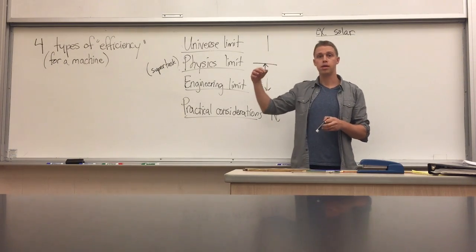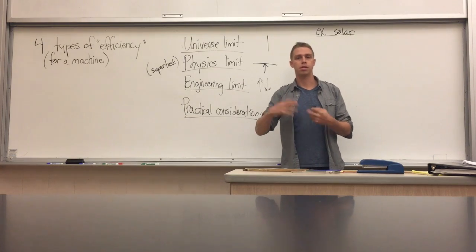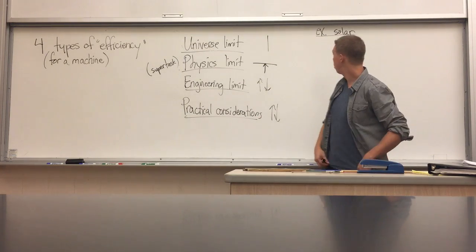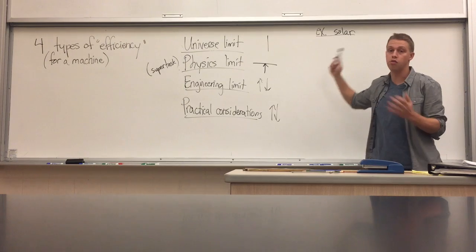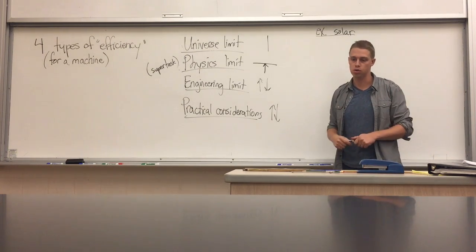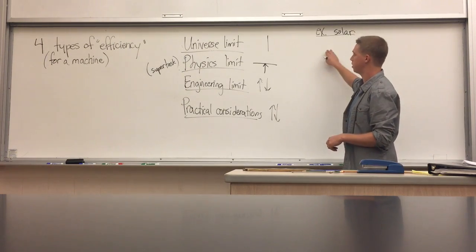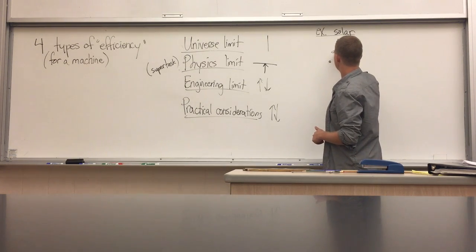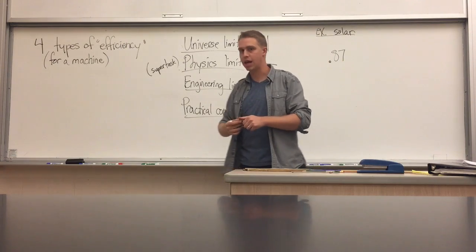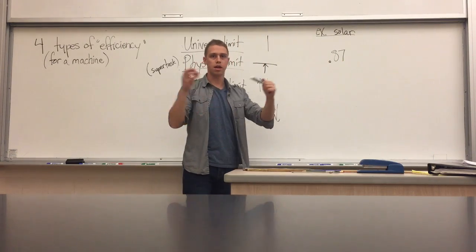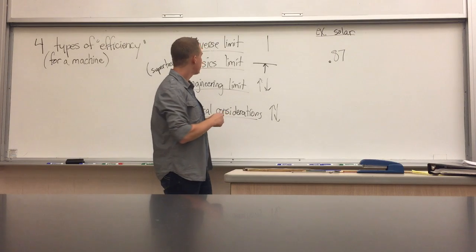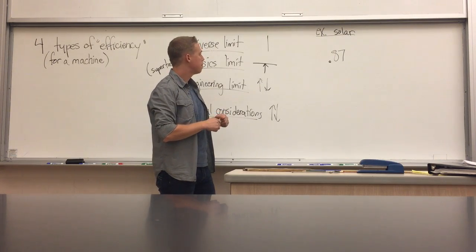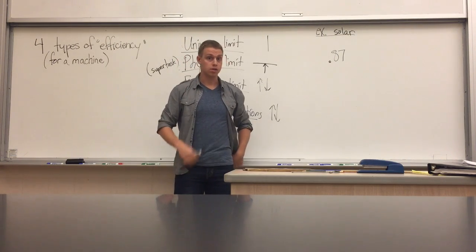So our input is energy from the sun, and our output is electrical power. So of course we have a universe limit of 1. We can't create energy in solar cells. We have a physics limit of 0.87 efficiency, all right? That means that 87% of the sunlight could be converted into energy, but there's a catch.